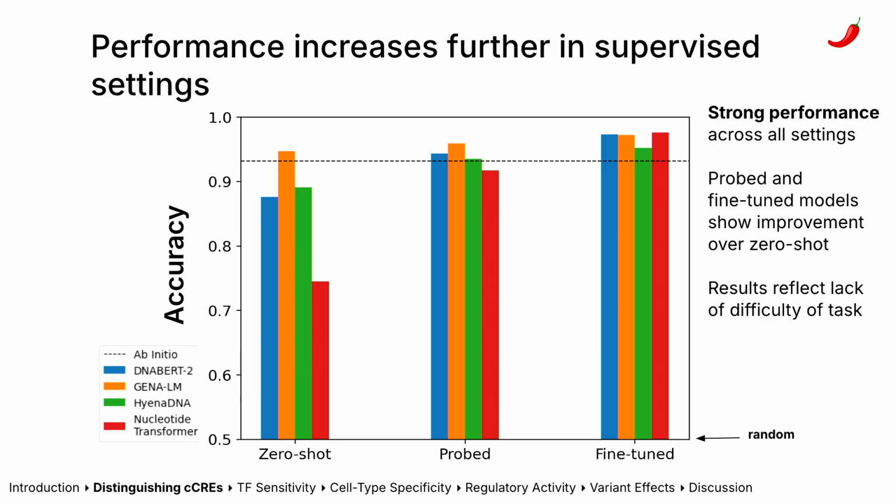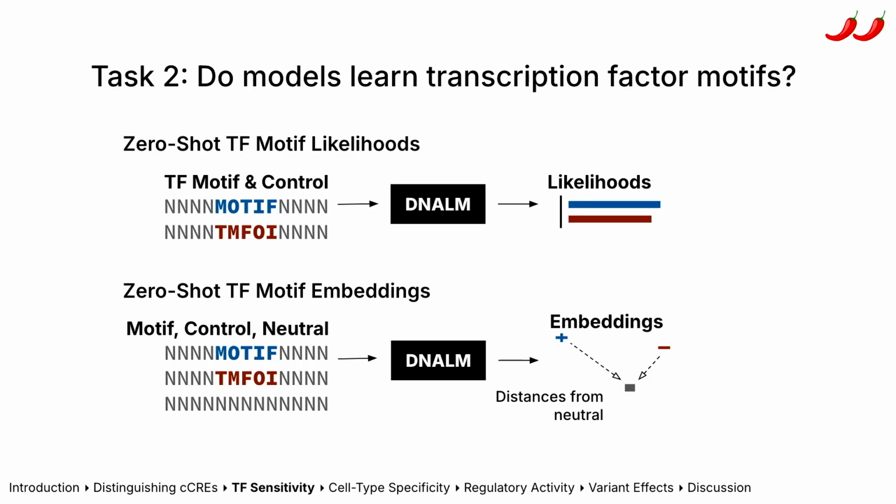And I would argue that these results generally reflect the lack of difficulty of this task. And we see this one as kind of the preliminary bar that we have to clear before getting into the more complex evaluations. So speaking of which, our next task is intended to see if the models can graduate from recognizing any type of regulatory DNA to actually recognizing specific regulatory motifs. And we do this in a zero-shot setting, testing both likelihoods and last layer embeddings.